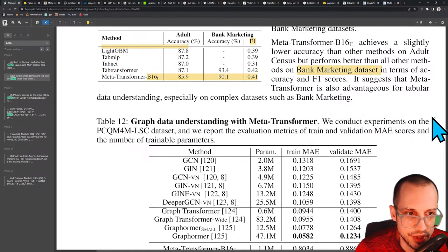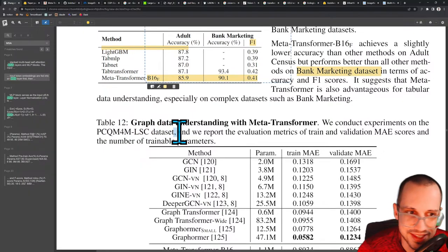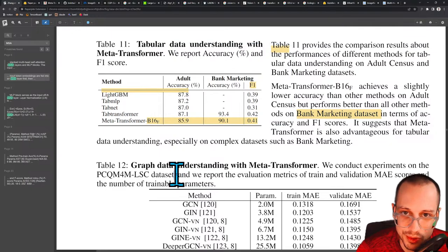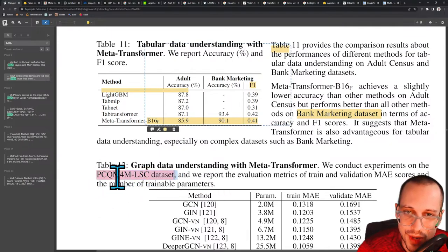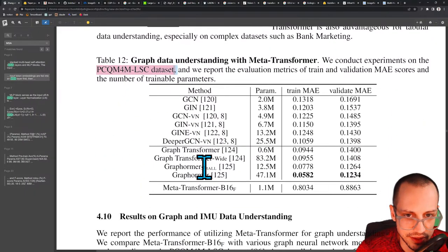Graph data understanding. We conduct experiments on the PCQM4MLSC. This is the craziest name. This is like the world's craziest dataset name right here. PCQM4MLSC. Graph transformer. MAE, mean absolute error. Getting a much higher score here.